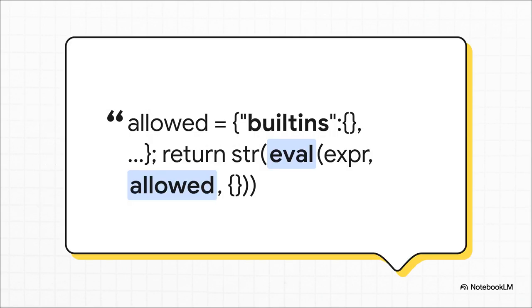Now, this is super important. Giving an AI a calculator sounds easy, but just using Python's eval function by itself is a massive security hole. So what's the solution? We create a secure sandbox. See that allowed dictionary? We're explicitly telling eval it can only use basic safe math functions and nothing else. This gives the agent the power it needs, but keeps our system totally locked down.